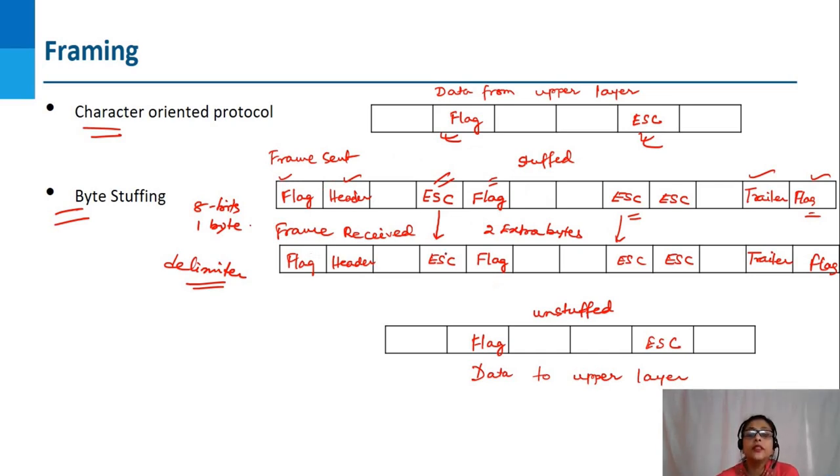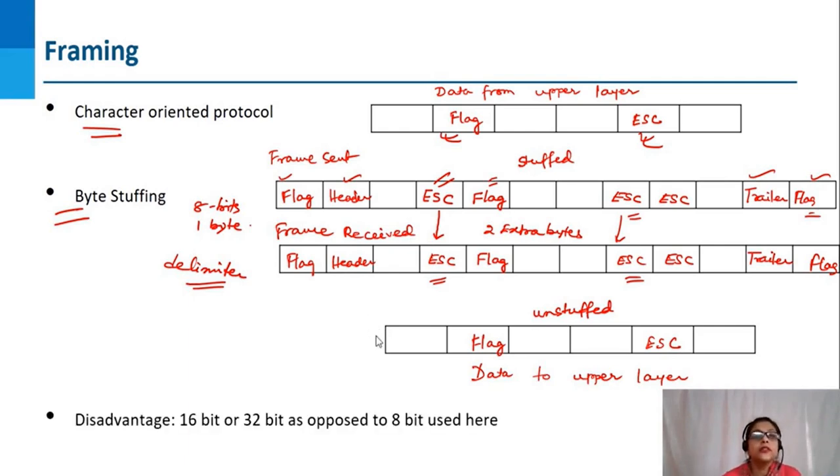And when you are receiving the frame, you will receive these extra bytes. At the receiving end, we know that these are the extra bytes and they should be removed, and unstuffed data will be received. So this is the framing structure of character-oriented protocol. Now there is a serious disadvantage of this type of character-oriented protocol because it uses 16 or 32-bit as opposed to the 8-bit which is used over here.